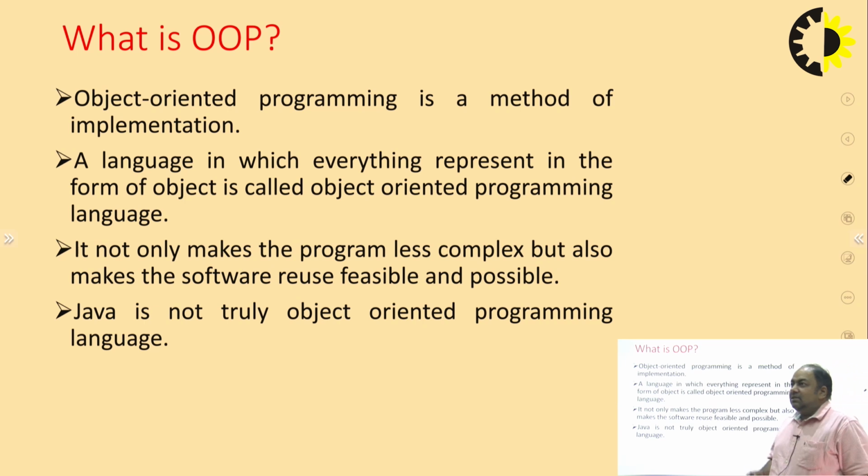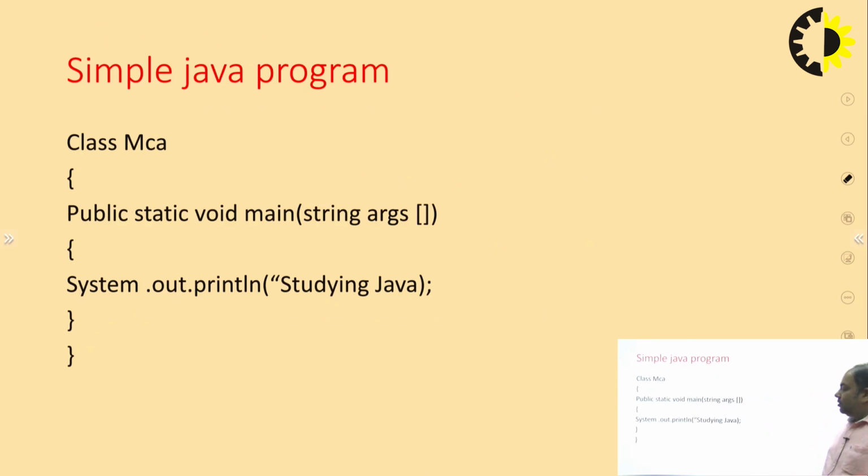But Java does not support object-oriented programming truly. Java is not a truly object-oriented programming language, because one of the concepts, inheritance, which we will discuss later, is not directly supported by Java. It is supported with the use of interfaces. So let me first explain how a simple program works.